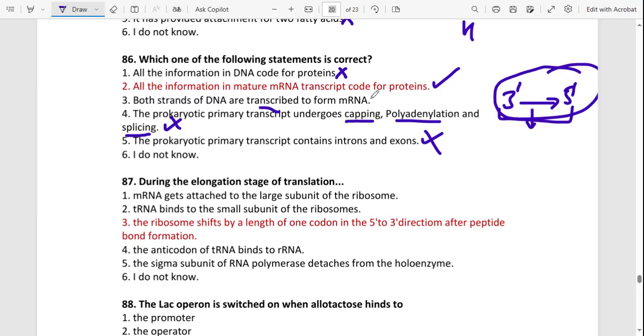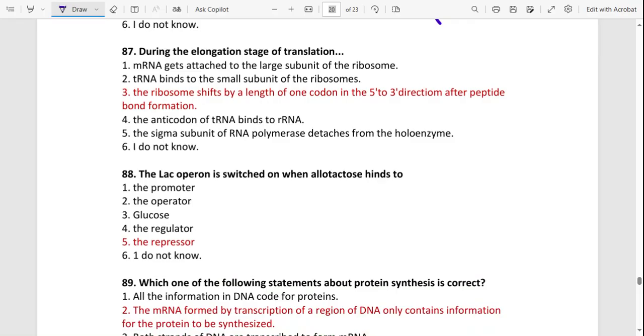That's also not correct. Both strands of DNA are not transcribed. That's also not correct: during the elongation stage of translation, mRNA gets attached to the large subunit of the ribosome. No, mRNA doesn't get attached to the large subunit. Initially, when mRNA is formed, it will locate the small subunit, and the small subunit will start moving along the mRNA. Once it reaches the start codon AUG, this will signal the coming of the large subunit to attach. This is in initiation.